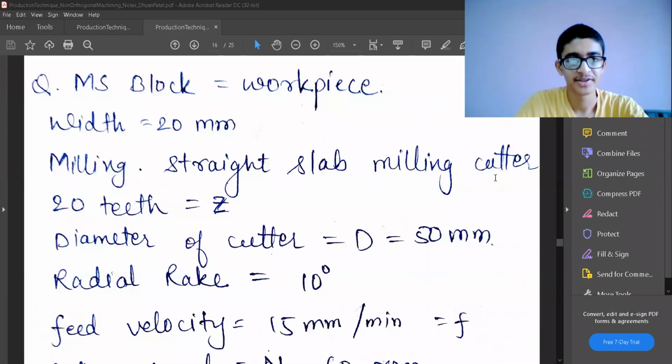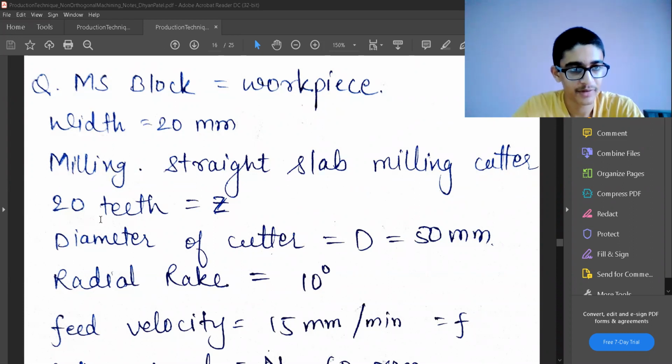So let's start with the first numerical question on milling operation. We are given an MS block or MS workpiece, mild steel, and the width of the cut, the width of the workpiece, is given. Milling is with a straight slab milling cutter, so we are not having some unstraight or non-parallel milling. This is straight slab, and we can have a tilted slab also in some cases.